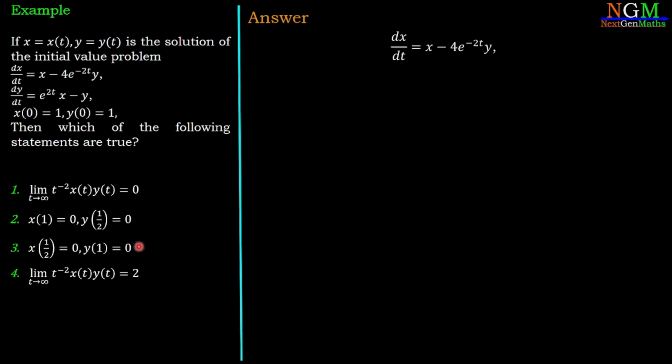The given problem is a simultaneous differential equation. In the given simultaneous differential equation, the first equation contains both the variables x and y. The second equation also contains both the variables x and y. So we try to convert the equations into a single variable.